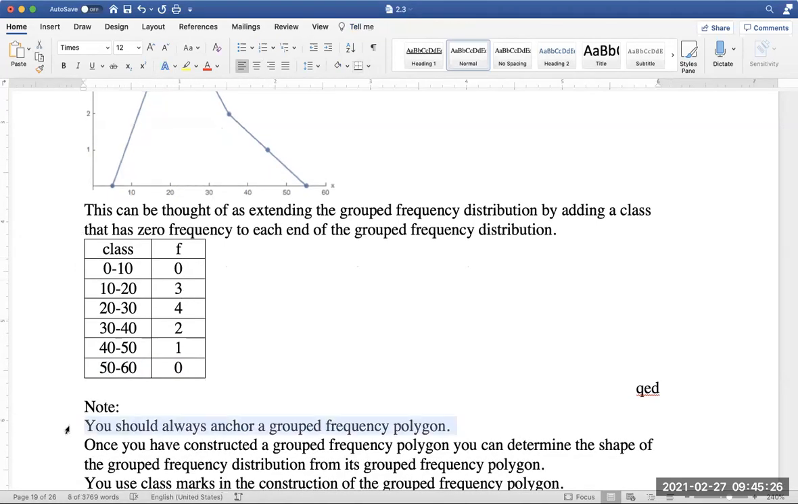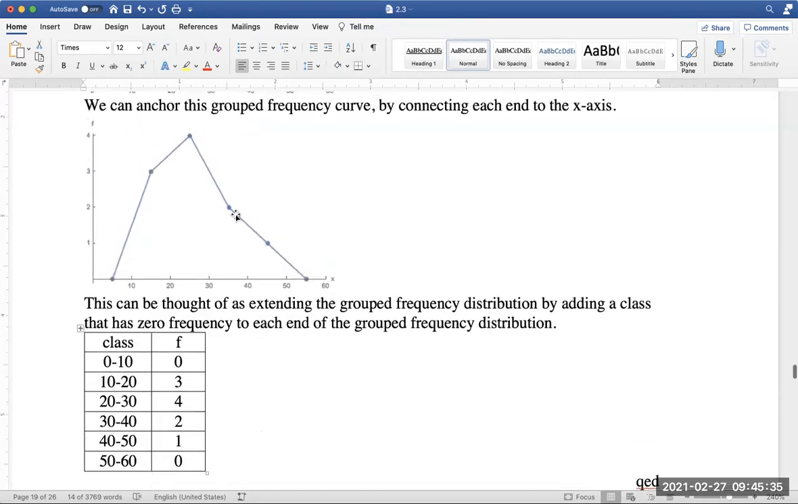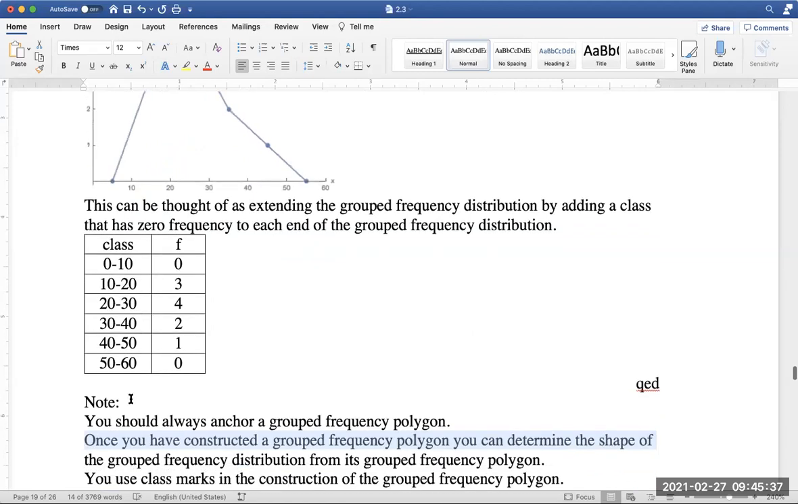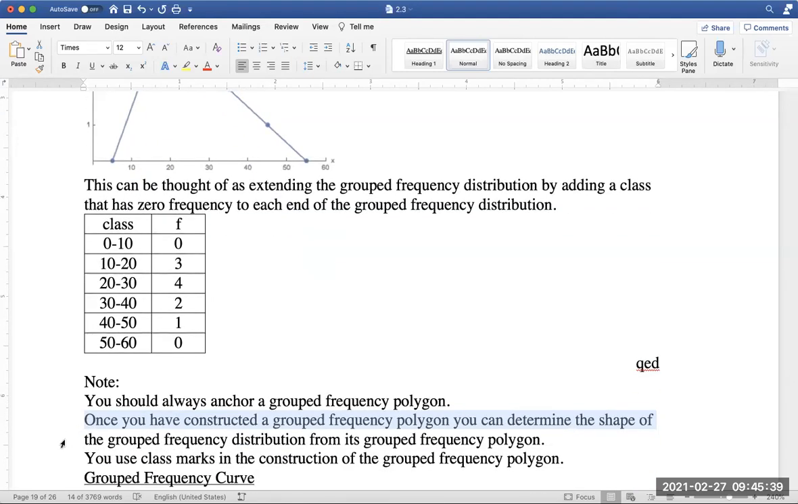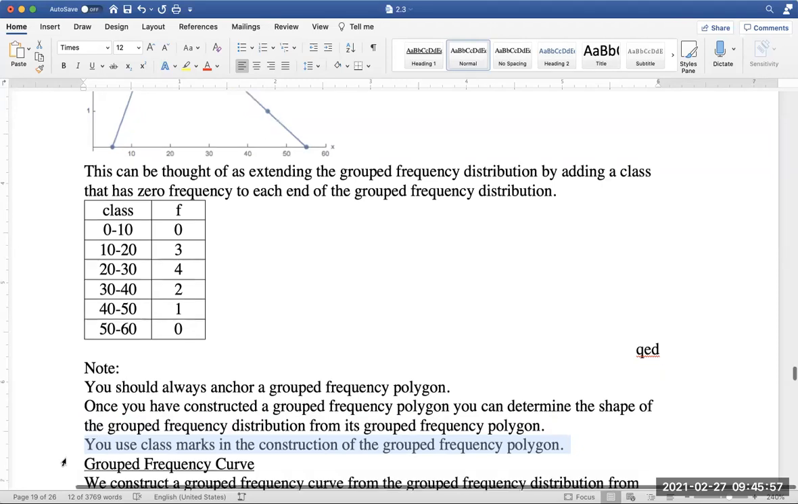So you should always anchor a group frequency polygon. Once you've constructed a group frequency polygon, you can determine the shape of the distribution from this group frequency polygon. You should use your class marks. So these are done at class marks. So you use class marks for the construction of a group frequency polygon.